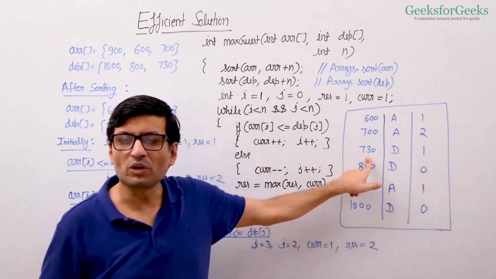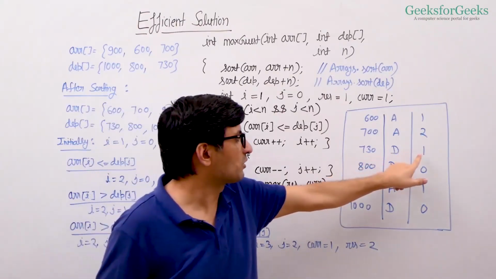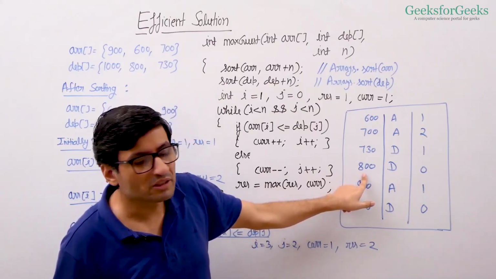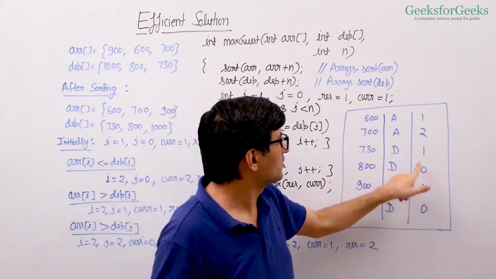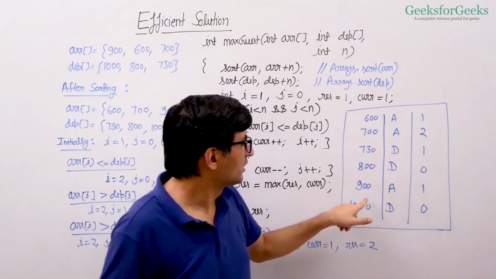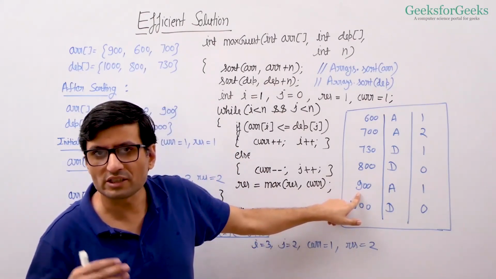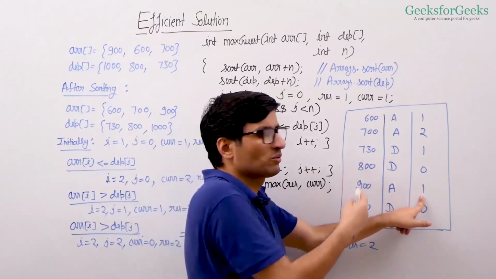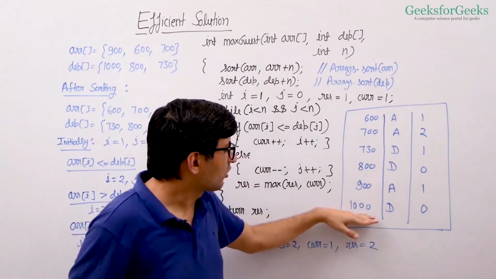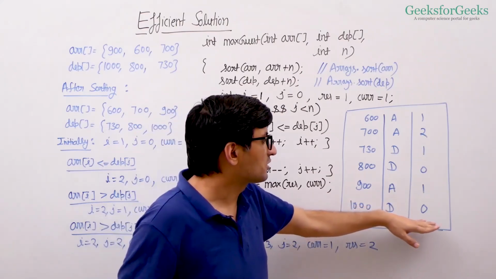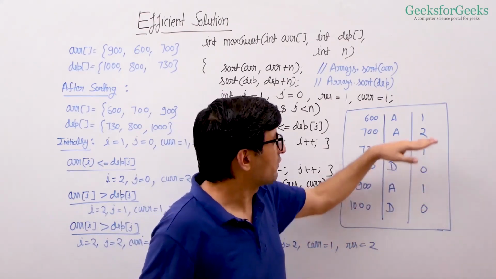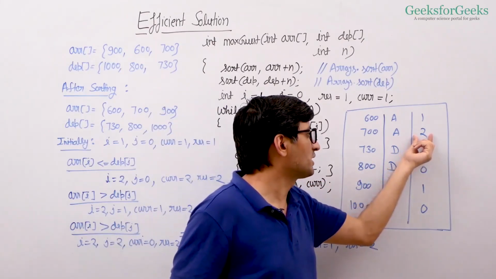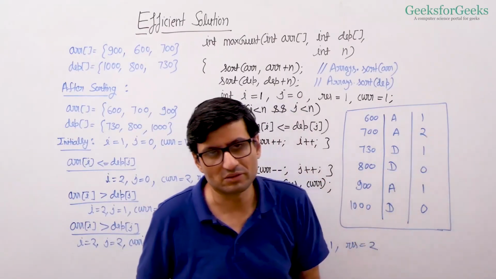At 7:30, one guest leaves. So we have count of guests as 1. At 8 o'clock, one more guest leaves. So we have count of guests as 0. Here A means arrival, D means departure. At 9 o'clock, one more guest arrives. So we have count of guests as 1. Between 8 and 9 there was no guest. At 10 o'clock, one guest leaves. So we have count as 0. Now if I go through all this timeline, I can notice that I have the maximum guests here. So this is my maximum.